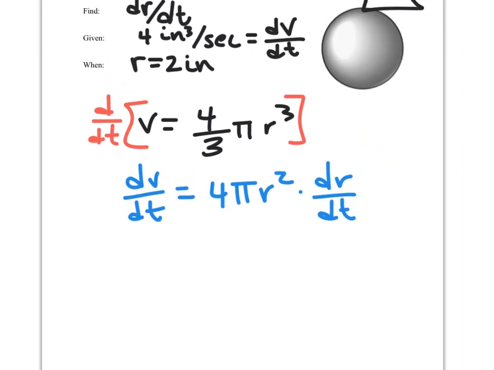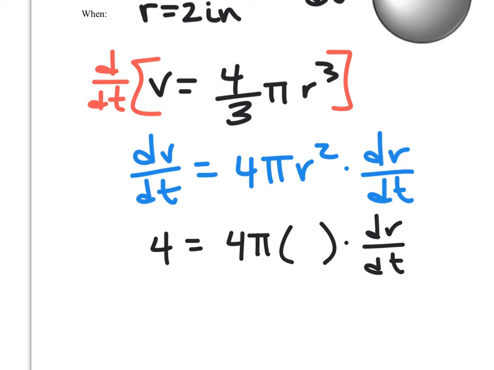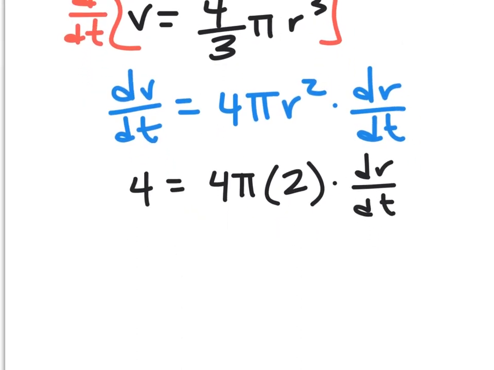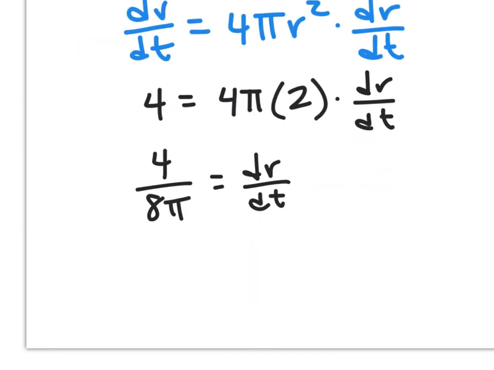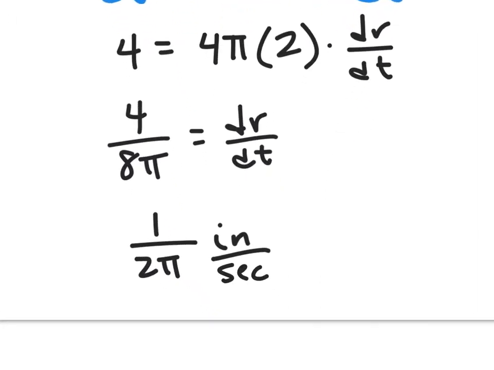We know dV/dt was 4, so we have 4 equals 4 pi r squared times dr/dt. We know that r equals 2 at the time we want to know the change. And so therefore we can take 4 and divide by 8 pi, and that'll be dr/dt. Let's reduce, that'd be 1 over 2 pi inches per second.